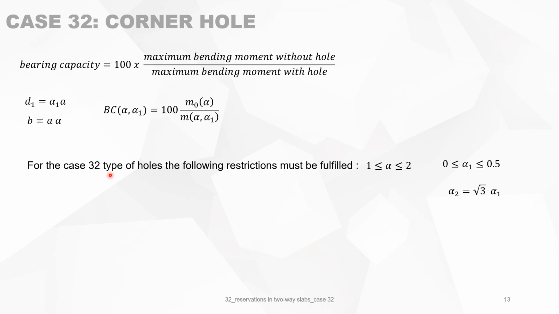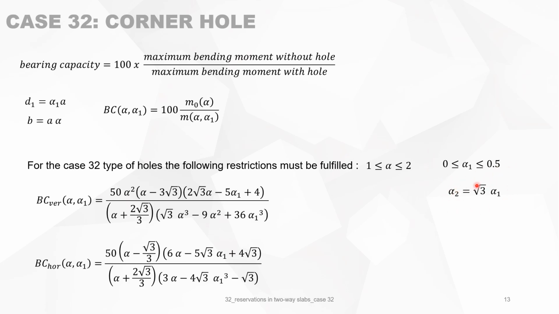For a case 32 type of holes, we know that the restrictions are one two-way slab, then the size of the reservation is limited, and the reservation must follow the yield line. We have seen in previous slides that for the two different cases of alpha larger or smaller than square root of 3, we have BC vertical and BC horizontal, or you can put it into one expression.